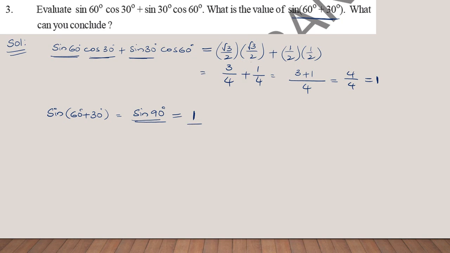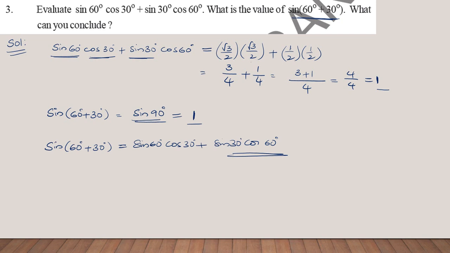So from this what we can say? Both are giving the same value, no? So what I can conclude is, sin of 60 degrees plus 30 degrees, I can write as sin 60 degrees into cos 30 degrees plus sin 30 degrees into cos 60 degrees. So for this particular question, it is possible.